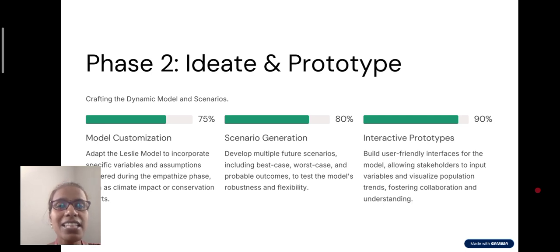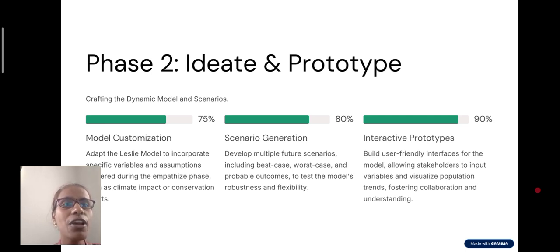The next thing is scenario generation. In that case, we are going to develop multiple future scenarios, which include best case and worst case, and we are going to have probable outcomes also. For that, we are going to test the model's robustness and flexibility. Okay, that is 80% done, right?